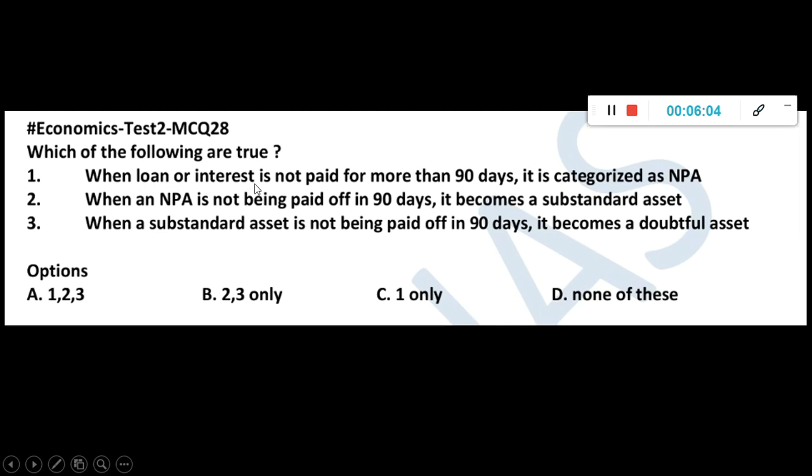When a loan or interest is not paid for more than 90 days, it is categorized as NPA. When an NPA is not being paid off in 90 days, it becomes a substandard asset. When a substandard asset is not being paid off in 90 days, it becomes a doubtful asset. Because of this Vijay Mallya issue and all, in the last 2-3 years, non-performing assets and banking going into crisis are all in the news. So these are just terminologies related to that. Which of the following are true?